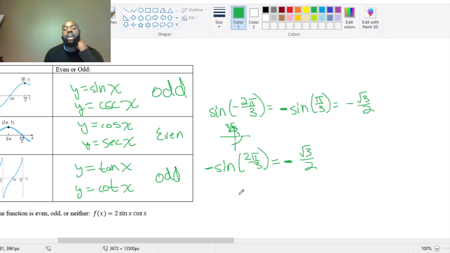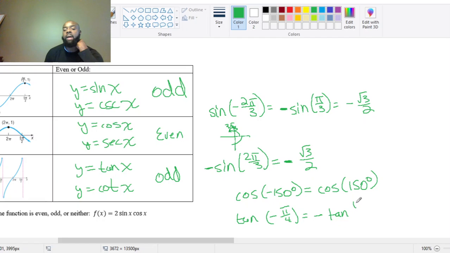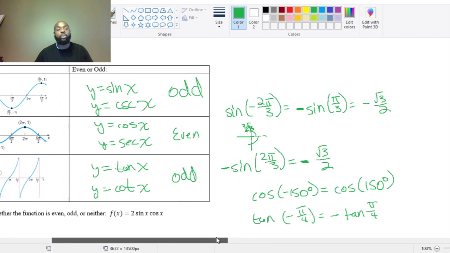So for any negative angle, cosine of negative 150 degrees, since cosine is even, is the same thing as the cosine of 150 degrees. Tangent of negative pi over 4 is the same thing as negative tangent of pi over 4 because tangent is an odd function. And so when you plug in a negative, you get the opposite of what you get when you plug in the positive. And so you can use this to help you evaluate trig functions. Sometimes it makes it easier, but the choice is yours.